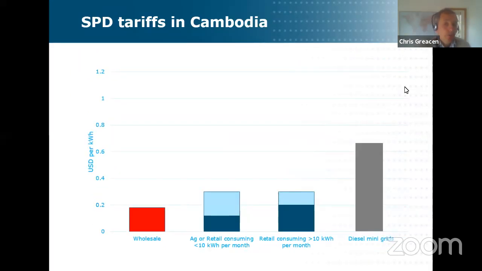So electricity from SPDs compared to electricity sold in many countries may be fairly expensive, but it's a lot cheaper than the cost of generating that electricity from diesel generators, which varies between about 65 cents a kilowatt hour to about $1 a kilowatt hour. So in general, Cambodian customers were very happy with this transition and ended up using more electricity, which helped with the economics.